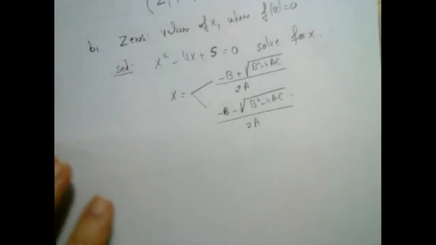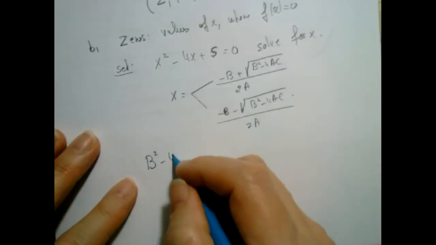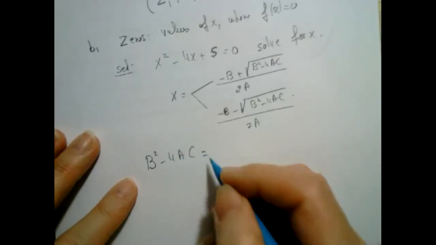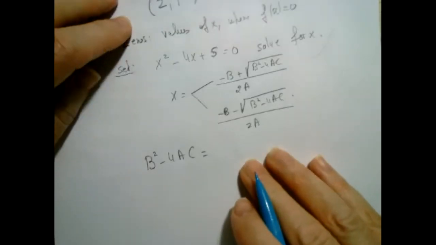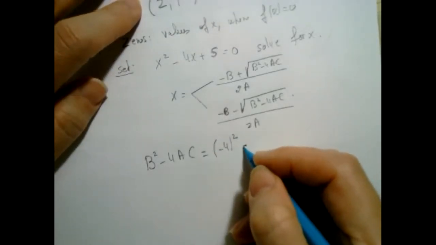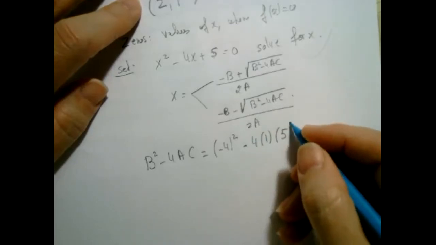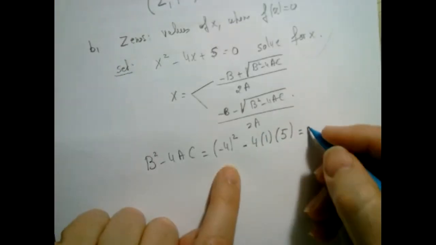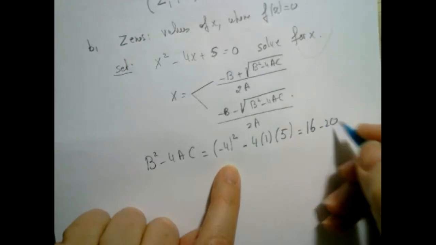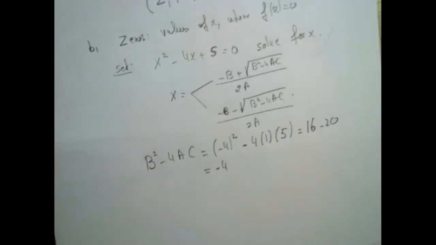Okay, so to be able to do it, I need to evaluate b squared minus 4ac. What's b squared minus 4ac? Now, b in my problem was minus 4, squared. The a is 1 and the c is 5. So that's going to give me 16 minus 20. This is equal to minus 4.